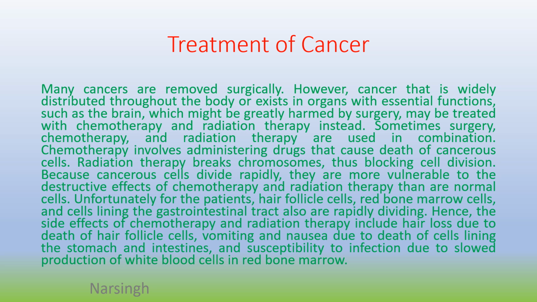Because cancerous cells divide rapidly, they are more vulnerable to the destructive effects of chemotherapy and radiation therapy than are normal cells. Unfortunately for the patients, hair follicle cells, red bone marrow cells, and cells lining the gastrointestinal tract also are rapidly dividing. Hence, the side effects of chemotherapy and radiation therapy include hair loss due to death of hair follicle cells, vomiting and nausea due to death of cells lining the stomach and intestines, and susceptibility to infection due to slowed production of white blood cells in red bone marrow.